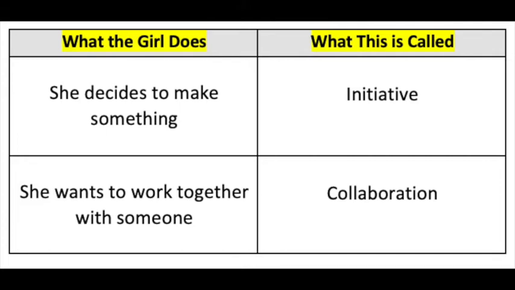Let's take a second to look back at our chart. So far, we have two things that the girl is doing. She decides to make something, which we call initiative, and she wants to work with someone. We call that collaboration.